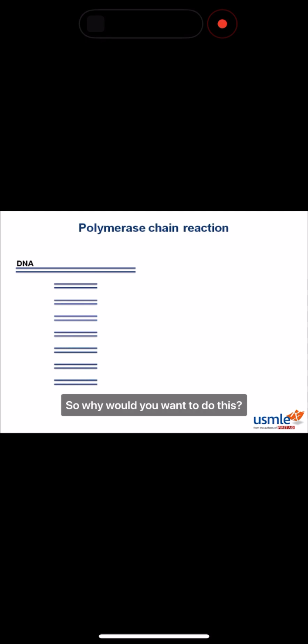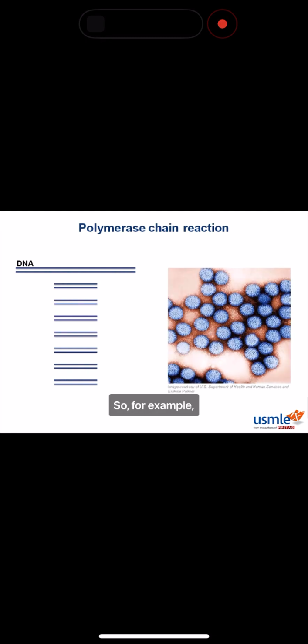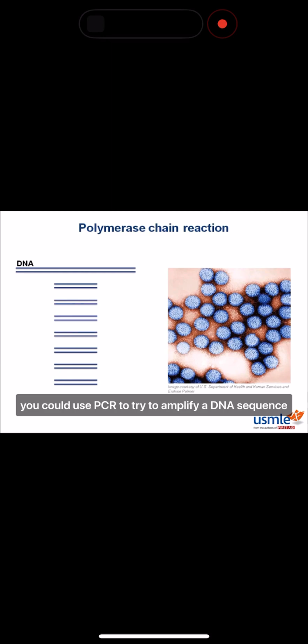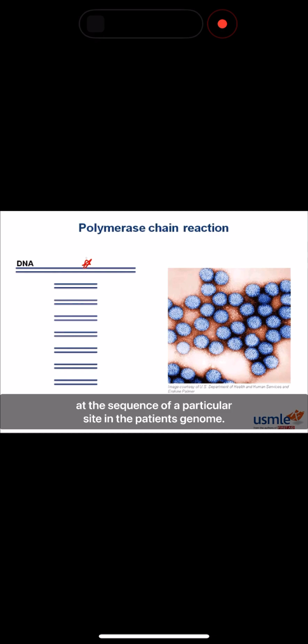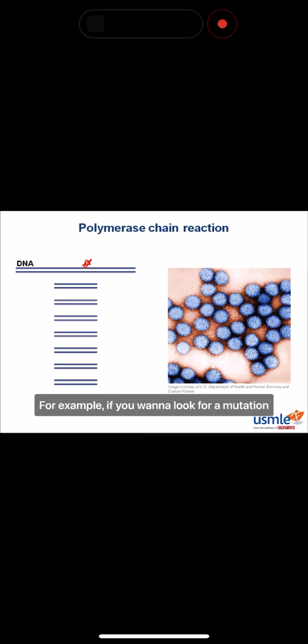So why would you want to do this? Well, first of all, if you want to see if a particular sequence of DNA is present in a sample, so for example if you suspect a patient has a viral infection, you could use PCR to try to amplify a DNA sequence that's specific to that virus, and if nothing is amplified, then that virus probably wasn't present in your sample. It's also useful if you want to take a closer look at the sequence of a particular site in the patient's genome. For example, if you want to look for a mutation or a version of a gene that might cause a disease.